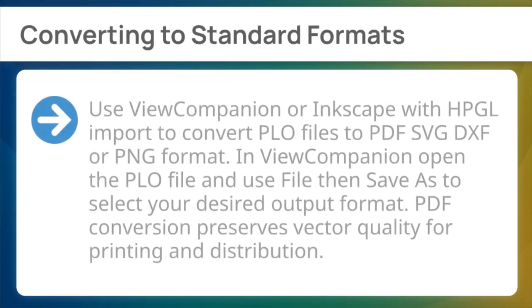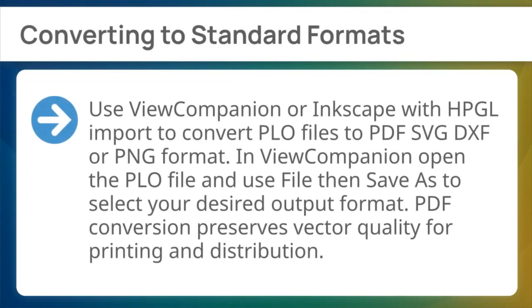Next, converting to standard formats. Use View Companion or Inkscape with HPGL import to convert PLO files to PDF, SVG, DXF, or PNG format. In View Companion, open the PLO file and use File, then Save As to select your desired output format. PDF conversion preserves vector quality for printing and distribution.